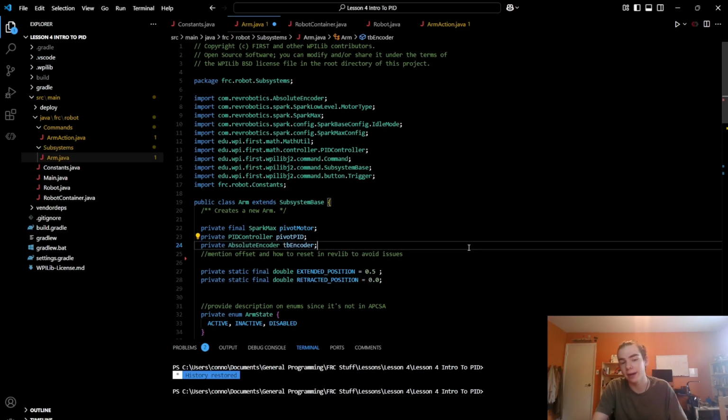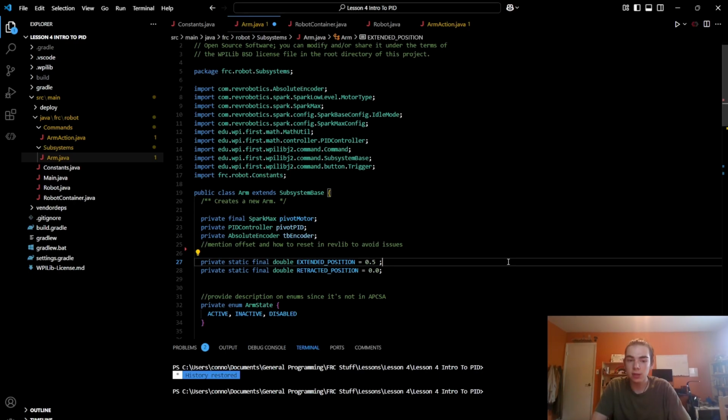Remember, I've talked about in the past, encoders track rotations, and it's important to know where our motor is so that we can calculate things like its position and its speed, and we can take that and put it into the proportional integral derivative.